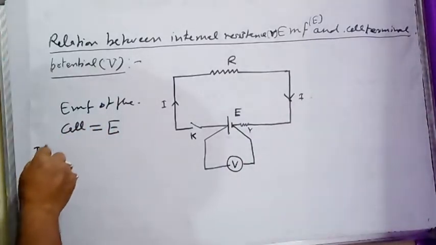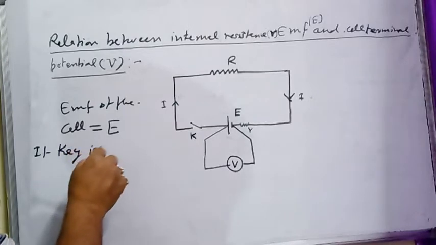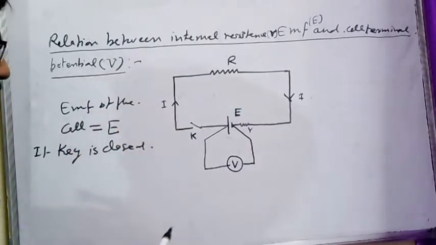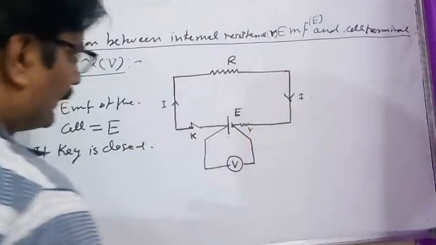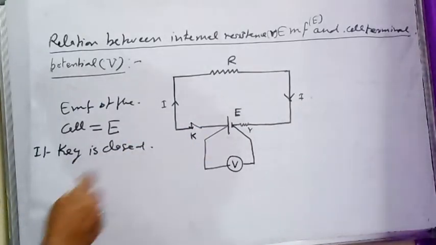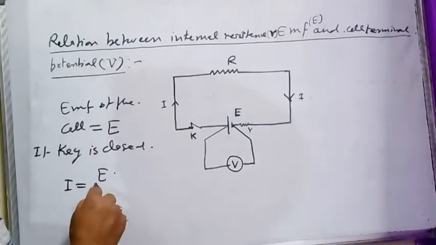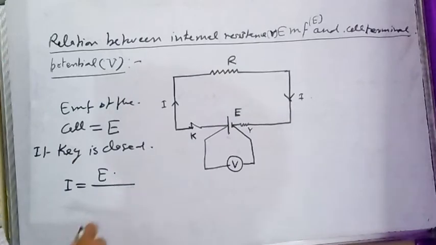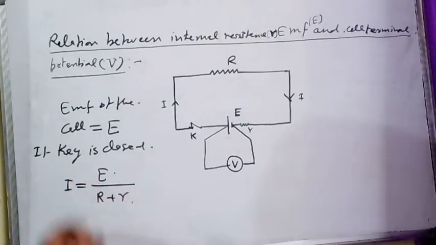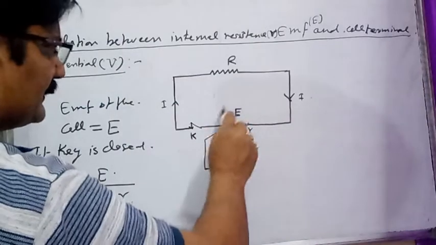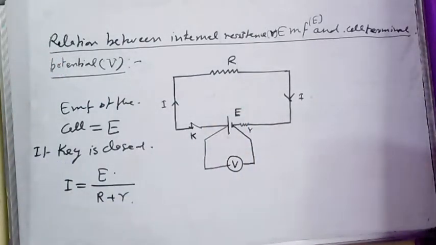Now, if key is closed, in that condition, what happens? As soon as this key is closed, current starts flowing in the circuit. In that condition, what is going to be the value of current in the circuit? I is equal to EMF of the cell, that is maximum potential difference, divided by total resistance of the circuit. In that condition, the resistance of the circuit is going to be R plus r, as internal resistance of the cell and external resistance of the circuit are in series with each other.